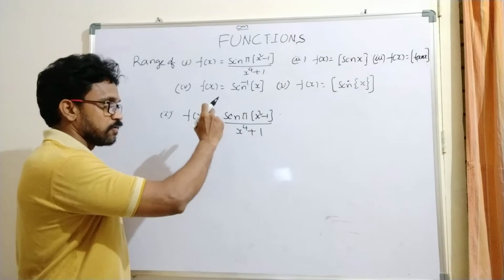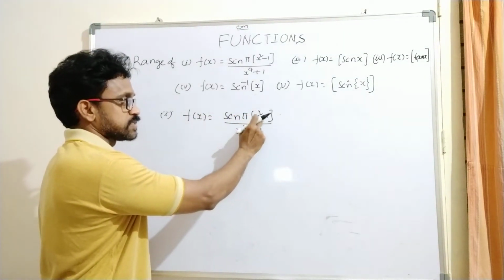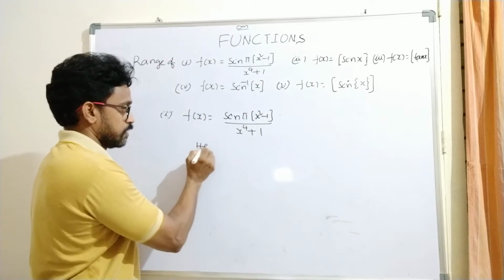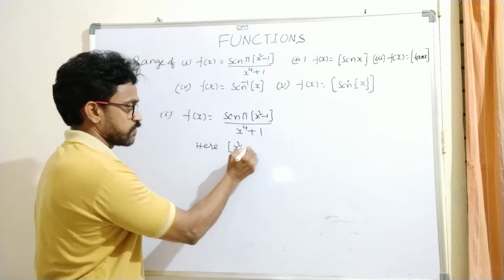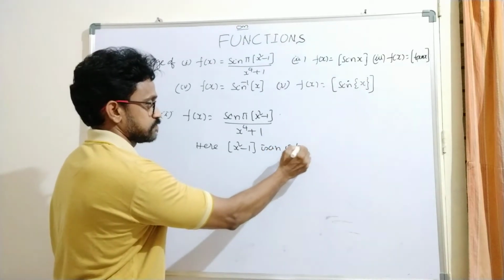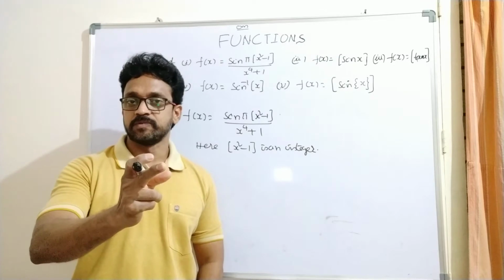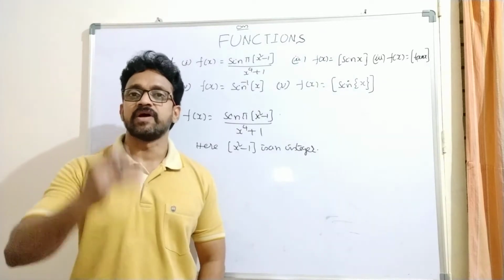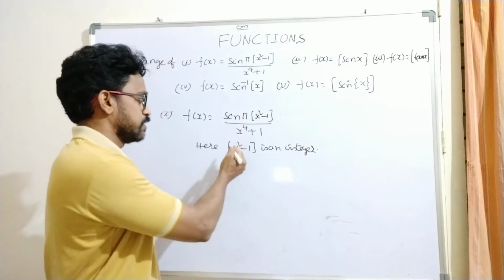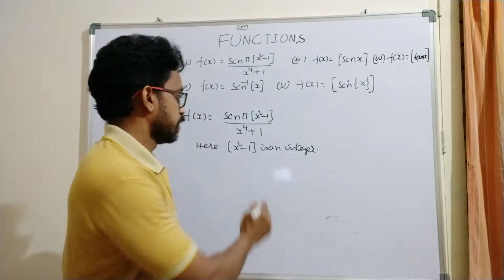In this we observe sin of pi times [x squared minus 1]. Here [x squared minus 1] is an integer. Why? Because the greatest integer value [x] is always an integer for any value of x. That's why it is very clear that [x squared minus 1] is an integer.